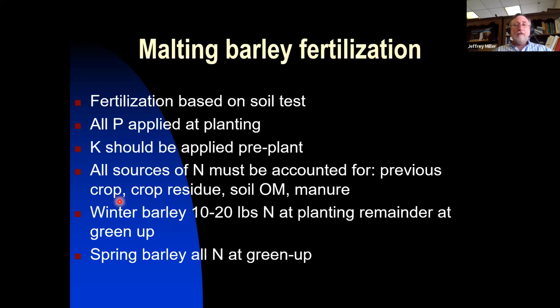So you have to look at the previous crop residue, soil organic matter, and do your best at estimating how much nitrogen is coming from those sources. Winter barley, 10 to 20 pounds of nitrogen at planting, the remainder at green up. Spring barley, all the nitrogen at green up.